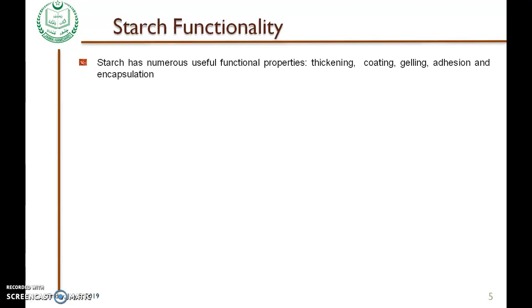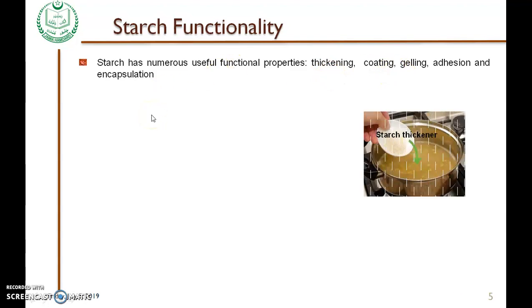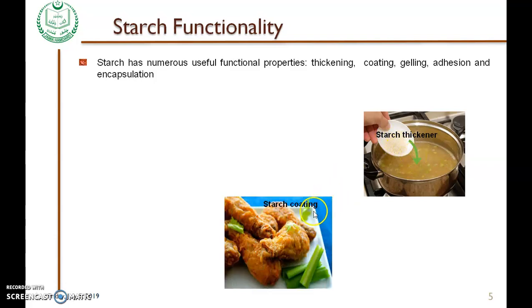So starch has numerous useful functional properties like thickening, coating, gelling, adhesion, and encapsulation. As you could have noticed in daily kitchens, it is used as a starch thickener in some curries, as well as a starch coating agent in some chicken or meat products.